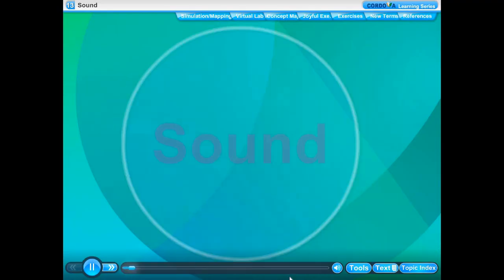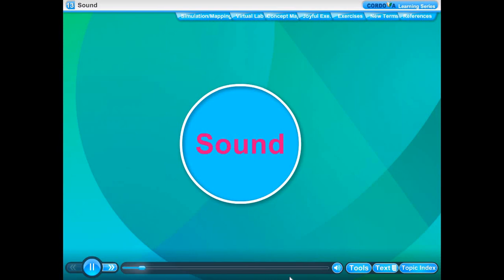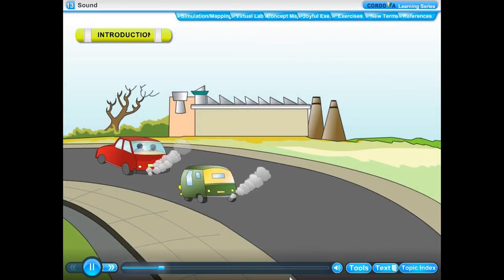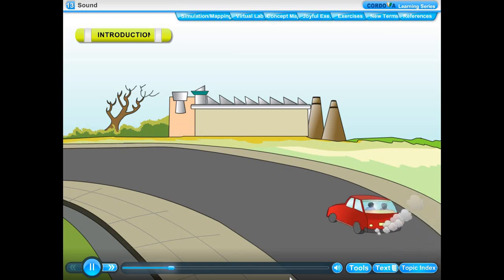Chapter 13. Sound. Sound is a form of energy which produces a sensation of hearing in our ears.